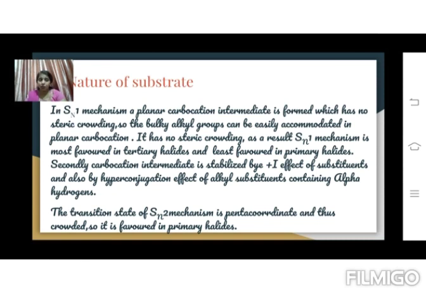What happens in SN2? In SN2, the transition state of SN2 mechanism is pentacoordinate and thus crowded, and so it is favored in primary halide. Pentacoordinate because we have the carbon, the 3 bonds with the hydrogen, 1 for the leaving group, the Br minus is also present over there, and the attack of the nucleophile also takes place from the back side. So it is pentacoordinate. It becomes crowded and therefore it is favored by the SN2 mechanism, which is only a single step mechanism.